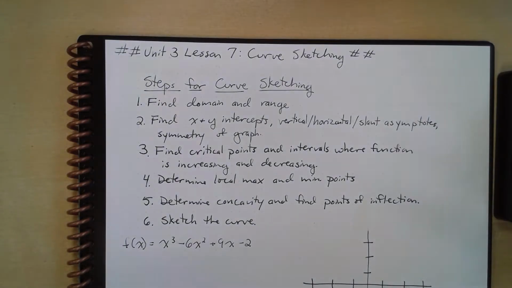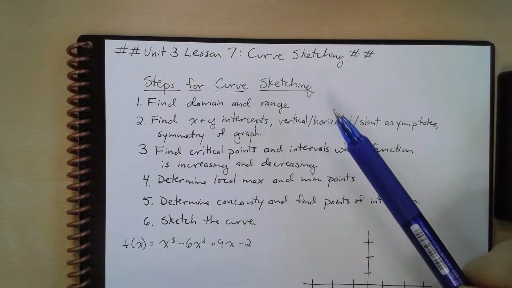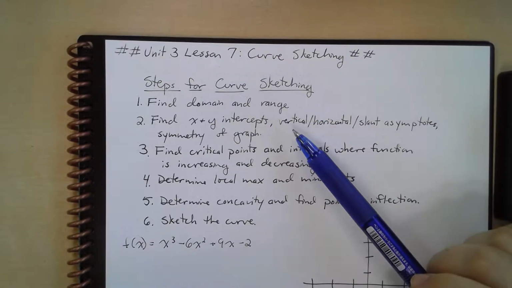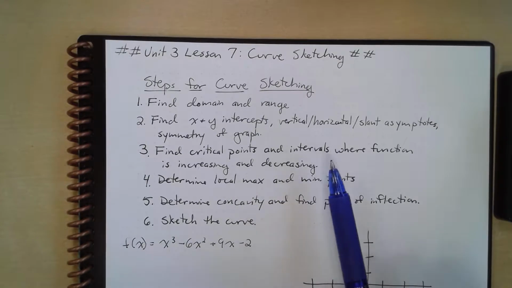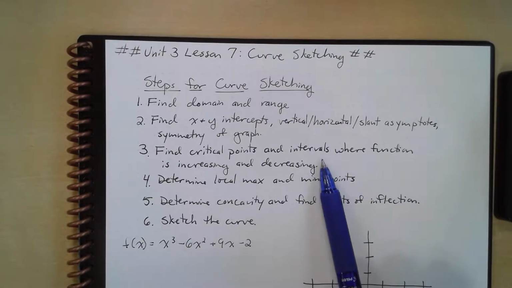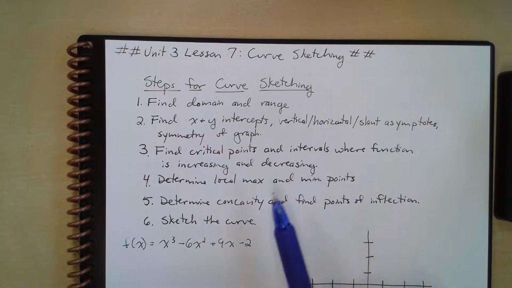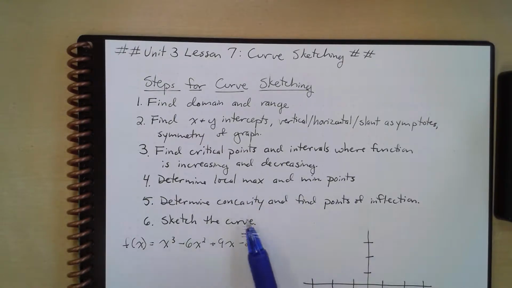So when we're sketching a curve, the first thing we should do is find our domain and range. Then we should find x and y intercepts, vertical, horizontal, slant asymptotes, symmetry of our graph, critical points and intervals where we're increasing and decreasing, our local maximum and minimum points, our concavity and points of inflection, and then just actually sketch the curve. So you already know how to do all of this, and now we're going to throw it all together.